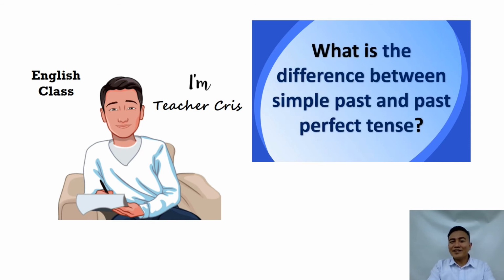What is the difference between simple past and past perfect tense? We use simple past if we give past events in the order in which they occurred. However, when we look back from a certain time in the past to tell what had happened before, we use past perfect.